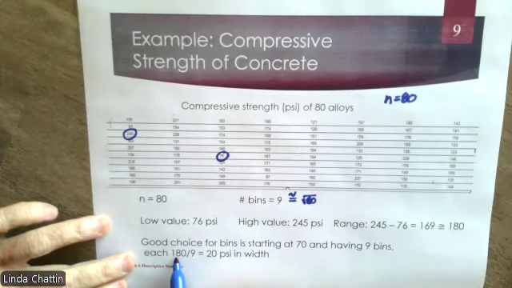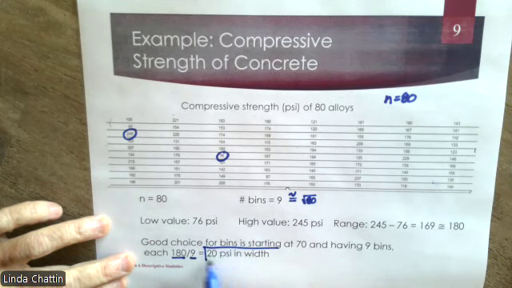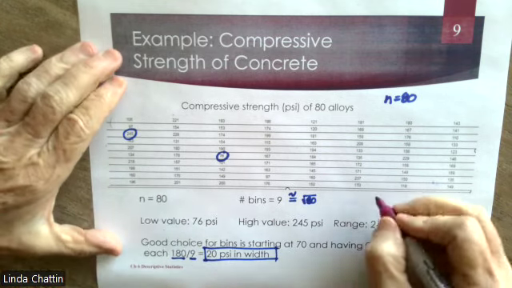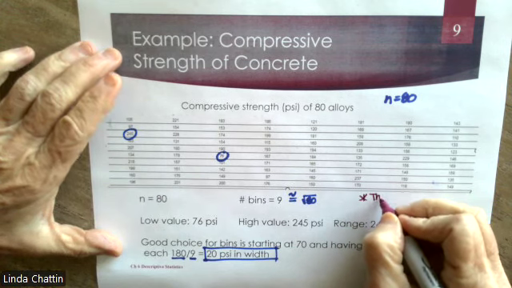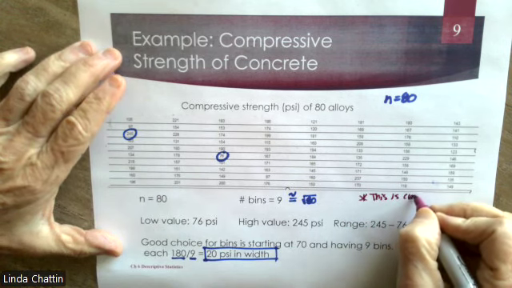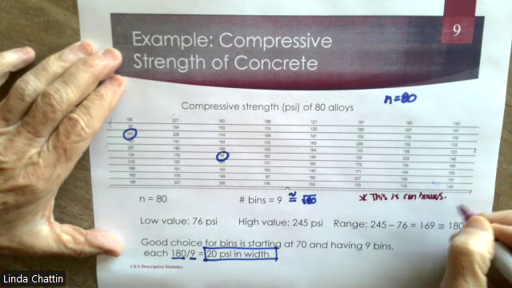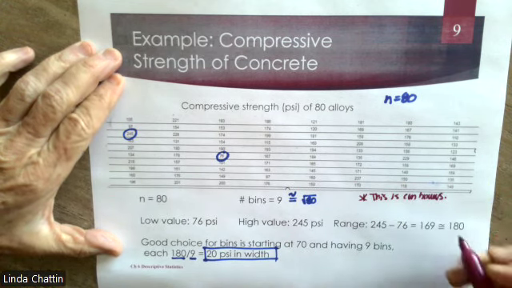But that means that if I take a range of 180 and divide by 9 bins, each bin is going to be 20 psi in width. All right. So another point I want to make to you here is, even though these are whole numbers, this is actually continuous data. So a little asterisk here. This is continuous data. Even though we have whole numbers, they've just rounded it to the nearest whole number.